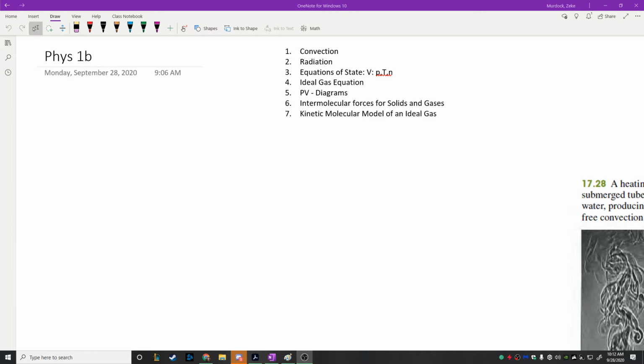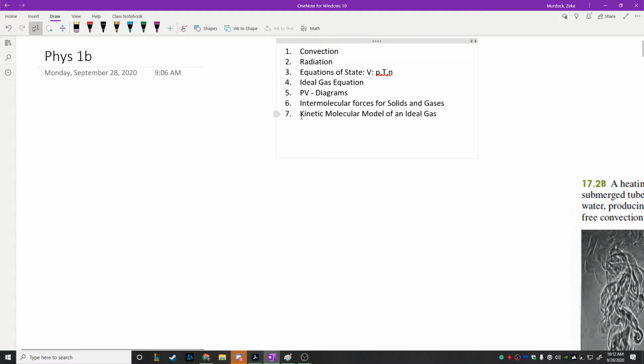You'll see on here some things that you may have heard before. The ideal gas equation is something you're probably all somewhat familiar with. Maybe you've seen PV diagrams in your chemistry class. Pressure volume diagrams. And then we're going to go into, I don't think we'll have time for this last part, but we'll get there eventually. We'll talk about where the ideal gas equation comes from using physics.